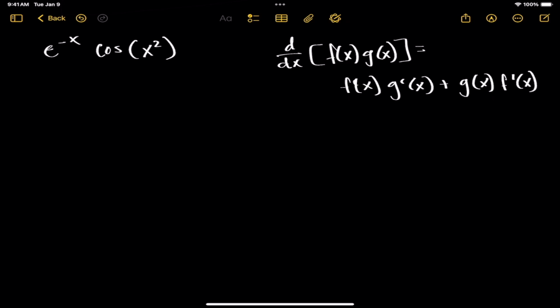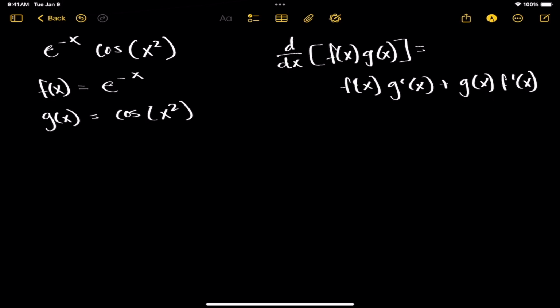So we're going to assume that f of x, I haven't done this with every problem, but I'm going to do it for this one. I'm going to write down that f of x is going to be e to the negative x. And my g of x is going to be cosine x squared.